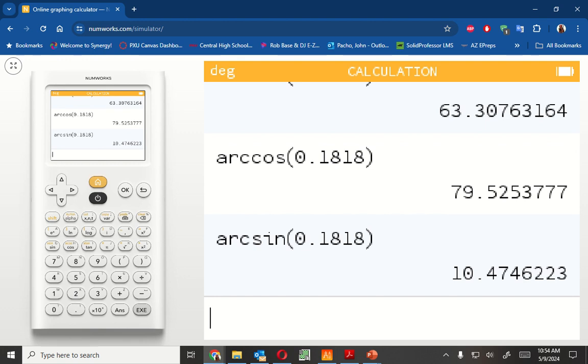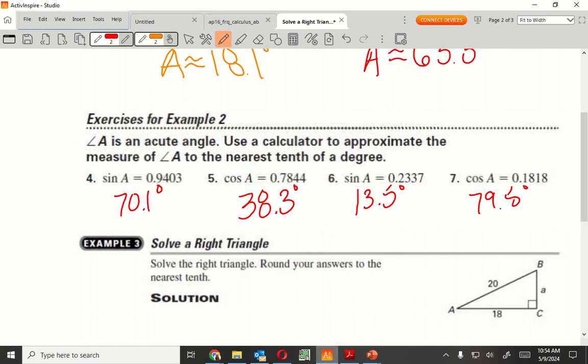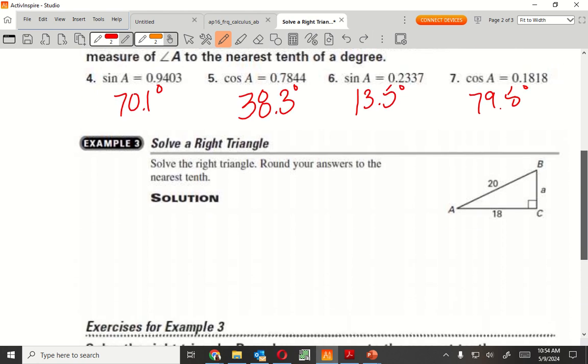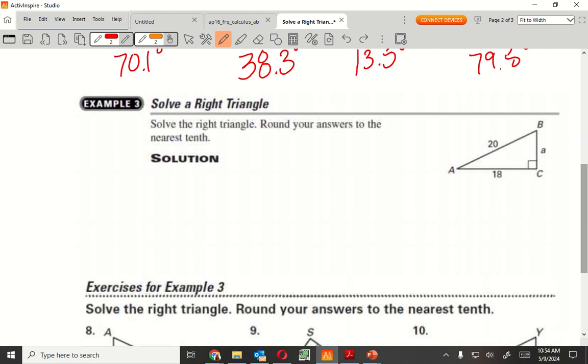Okay, so now this right here says solve the right triangle. That means I need to find all the angles and all the sides. So the first thing I'm going to do is use the Pythagorean theorem to find little a. The Pythagorean theorem is a squared plus b squared equals c squared.